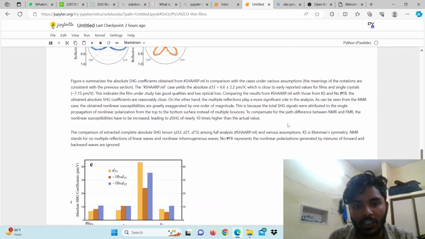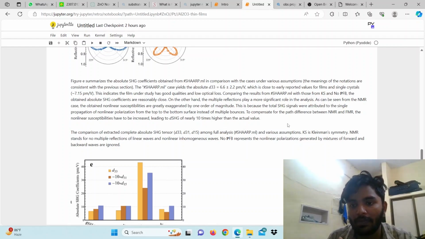So the Sharp ML case yields the absolute d33 of 6.6 plus or minus 2.2 picometer per volt, which is very close to the reported values for films and single crystals, around 7.15. This indicates that the film has a good quality and low optical loss.